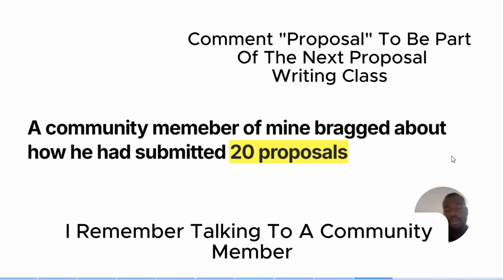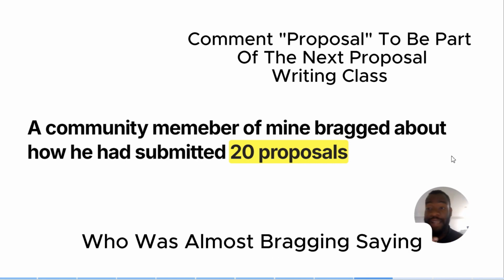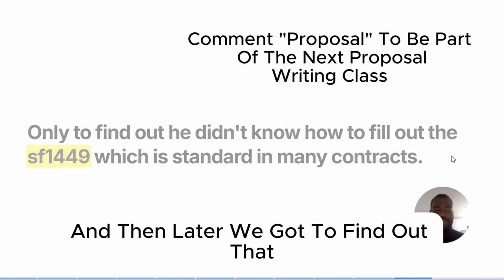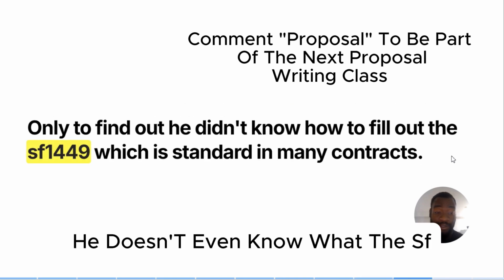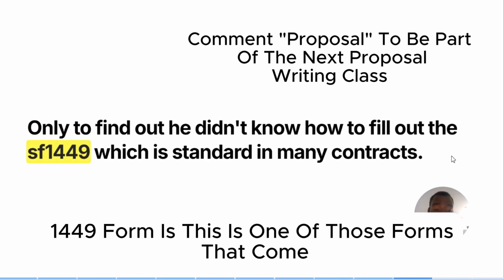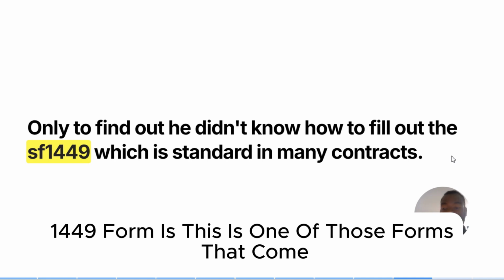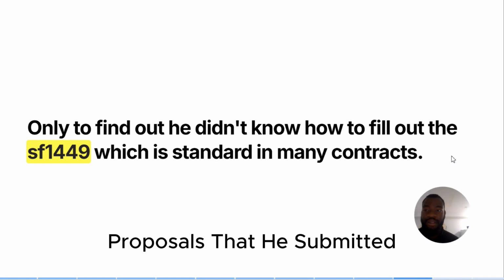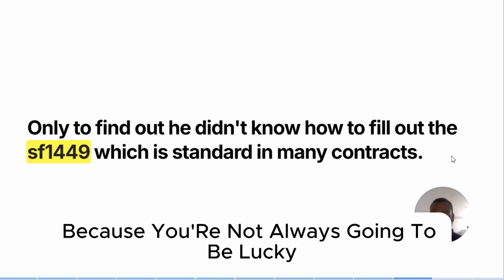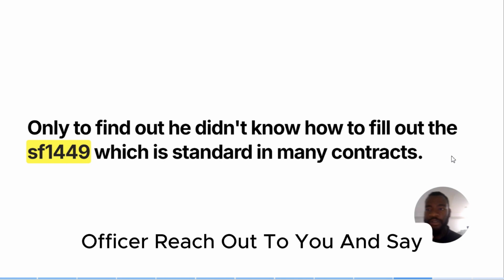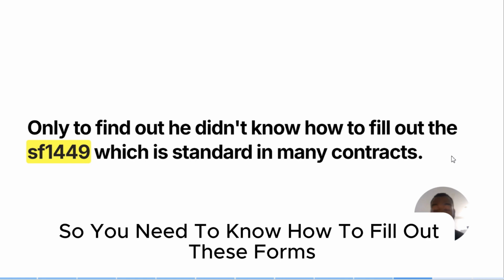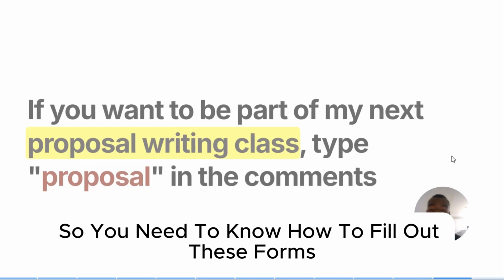I remember talking to a community member who was almost bragging, saying, hey, listen, I've submitted about 20 proposals. And then later we got to find out that he doesn't even know what the SF-1449 form is. This is one of those forms that comes standard in many solicitations. So you can already write off about 10 of the proposals that he submitted, because you're not always going to be lucky enough to have a contracting officer reach out to you and say, hey, listen, we need the SF-1449. So you need to know how to fill out these forms.